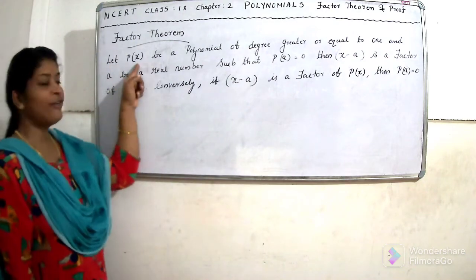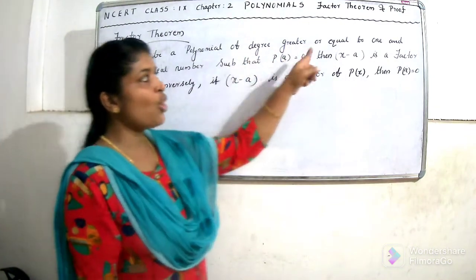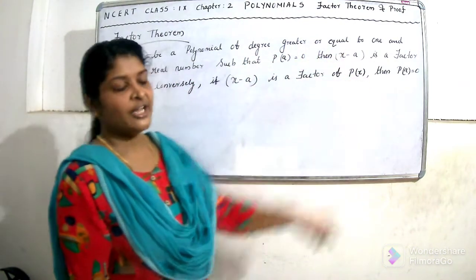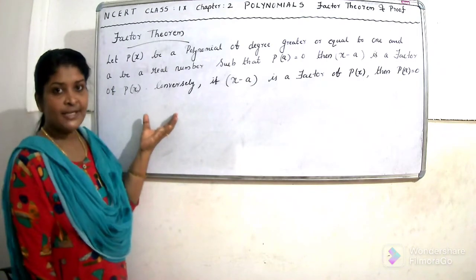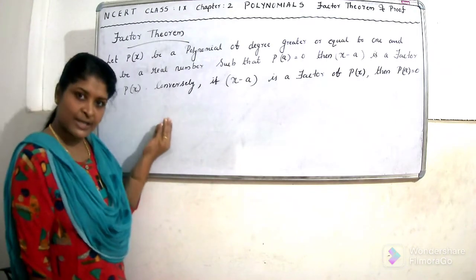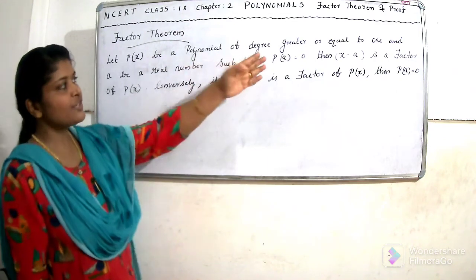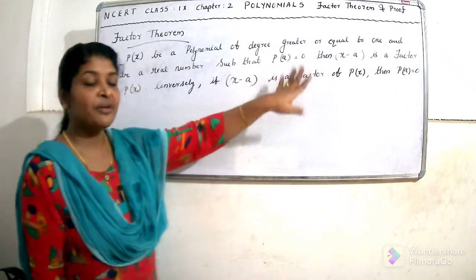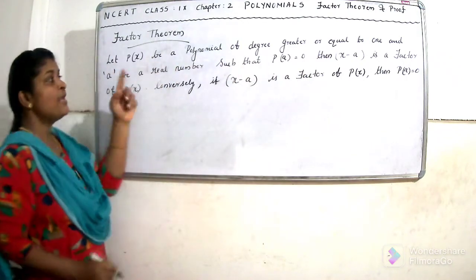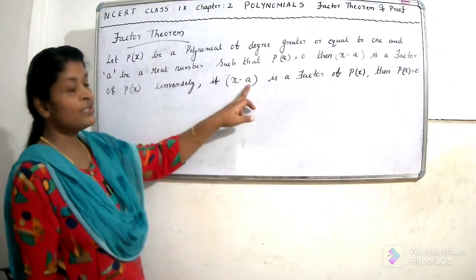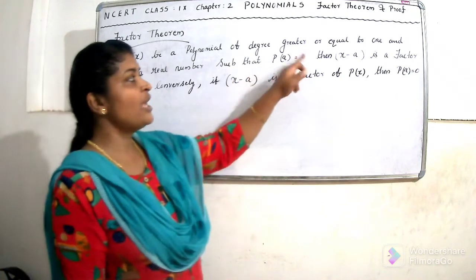Let P of x be a polynomial of degree greater than or equal to 1. That means whatever is our dividend, its highest power may be 1 or greater than 1. Okay, so that is the first condition given in the remainder theorem. And a is a real number, any real number. This a can stand for any real number, such that P of a equals 0.